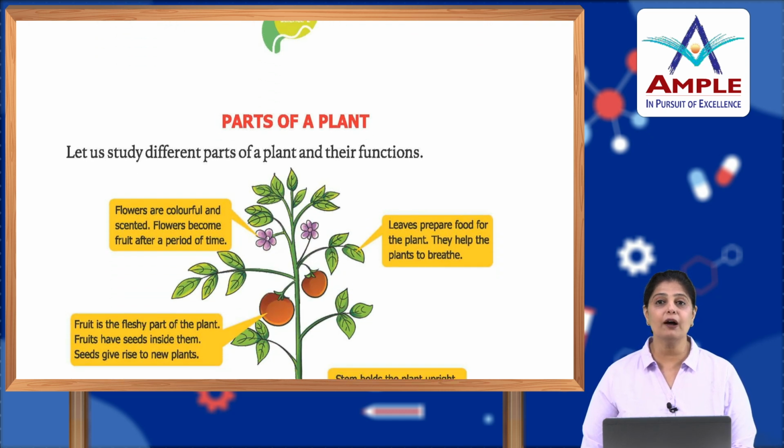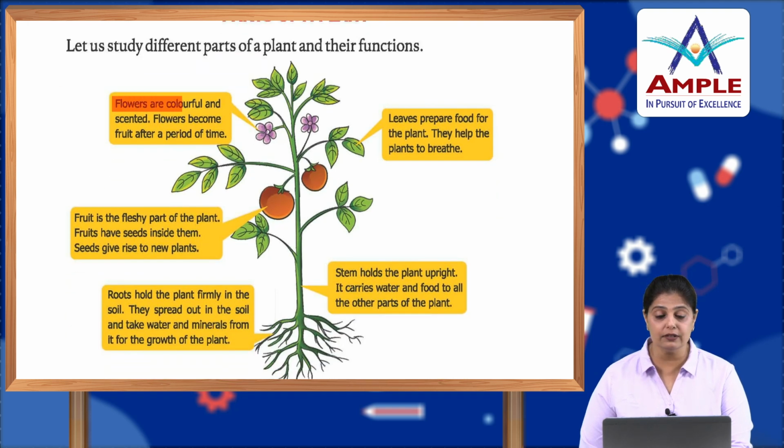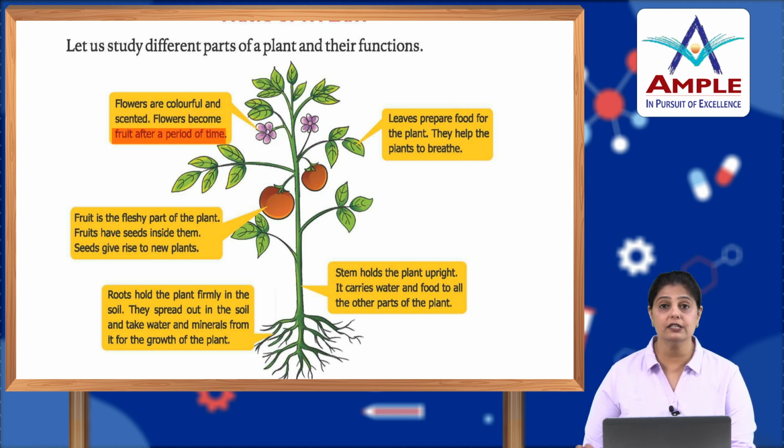Alright, now let's talk about the different parts of a plant. Let us study different parts of a plant and their functions. Now let's talk about the first one, which is the flowers. They are the colorful and scented part. Flowers become fruits after a period of time. So, sometimes you'll see that the flowers change into fruits. Okay, leaves prepare food for the plant. They help the plant to breathe. Then fruit is the fleshy part of the plant. Fruits have seeds inside them, and seeds give rise to new plants.